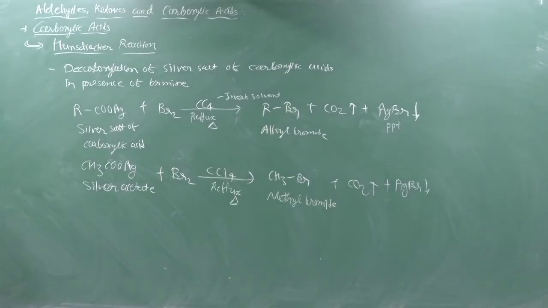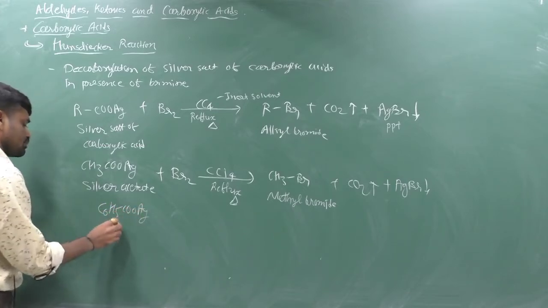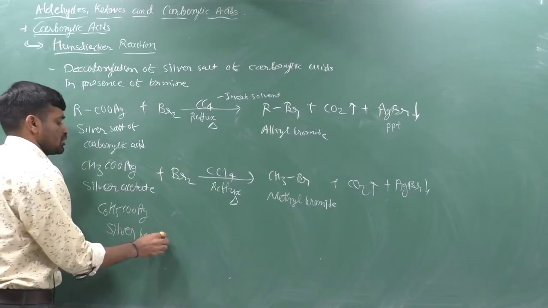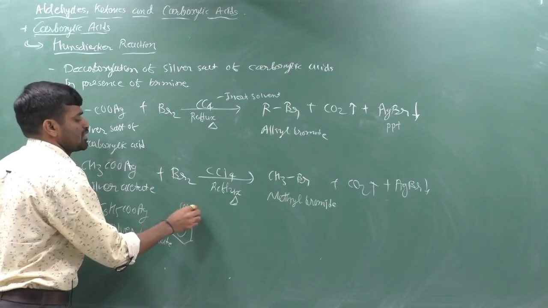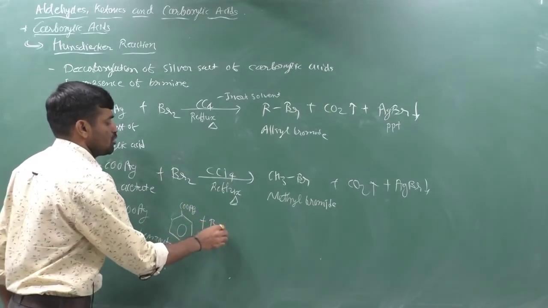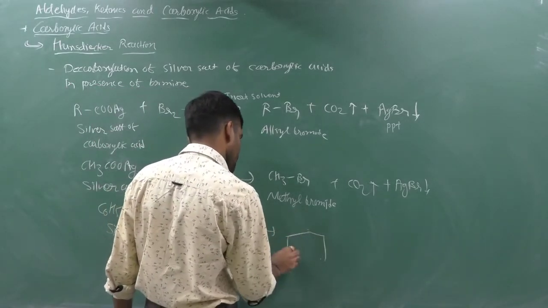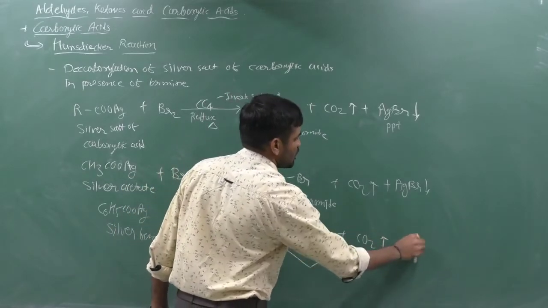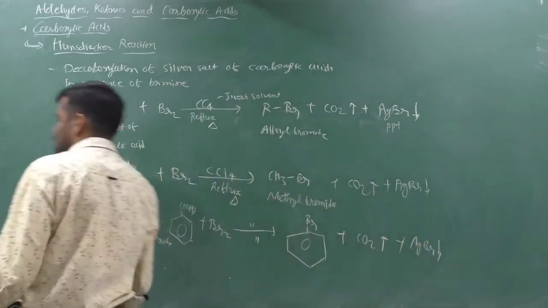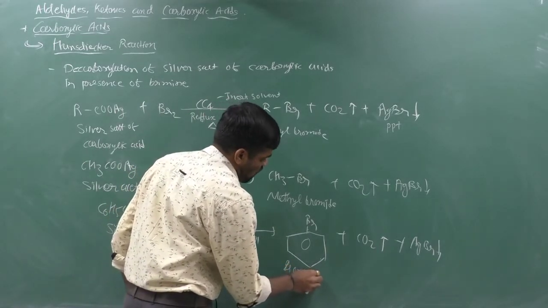Very simple. Next example: suppose we have silver benzoate, C6H5COOAg. We treat it with Br2 in presence of the same conditions. We get the benzene ring with Br, that is bromobenzene. CO2 is evolved and AgBr is precipitated.